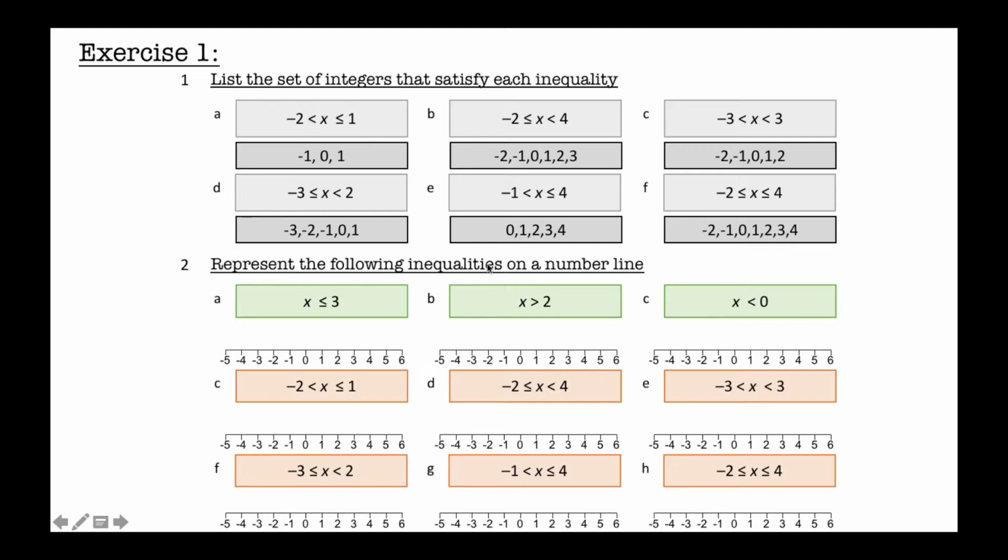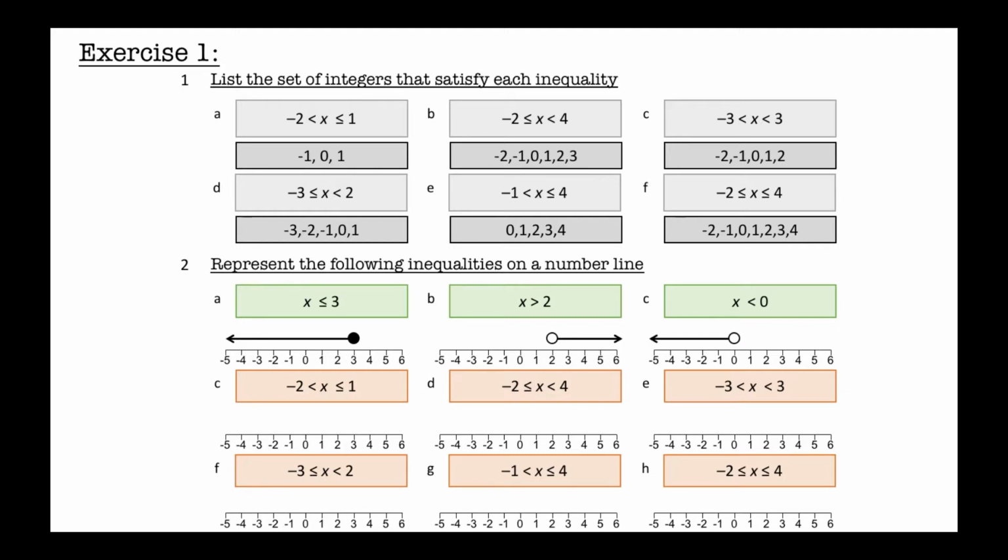So here, represent the following inequalities on a number line. So if you've already had a go at that, x is less than or equal to 3, so we colour in 3 and draw our arrow. x is greater than 2, but we don't colour in 2 because it's not equal to, and draw our arrow. x is less than 0.